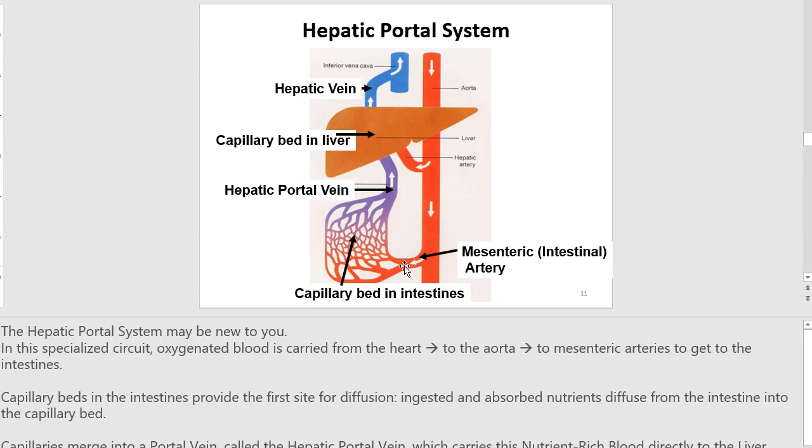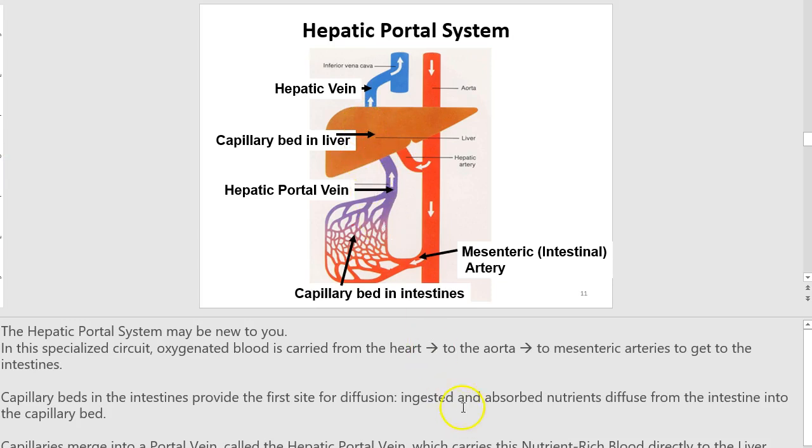And the intestine is where all of our digestive processes take place. So capillary beds surround the intestine so that our nutrients can be absorbed. Nutrients are absorbed into the capillaries, and the capillaries normally would go into veins and go right back up to the heart. But what happens is, first, this vein forms another capillary bed in the liver.